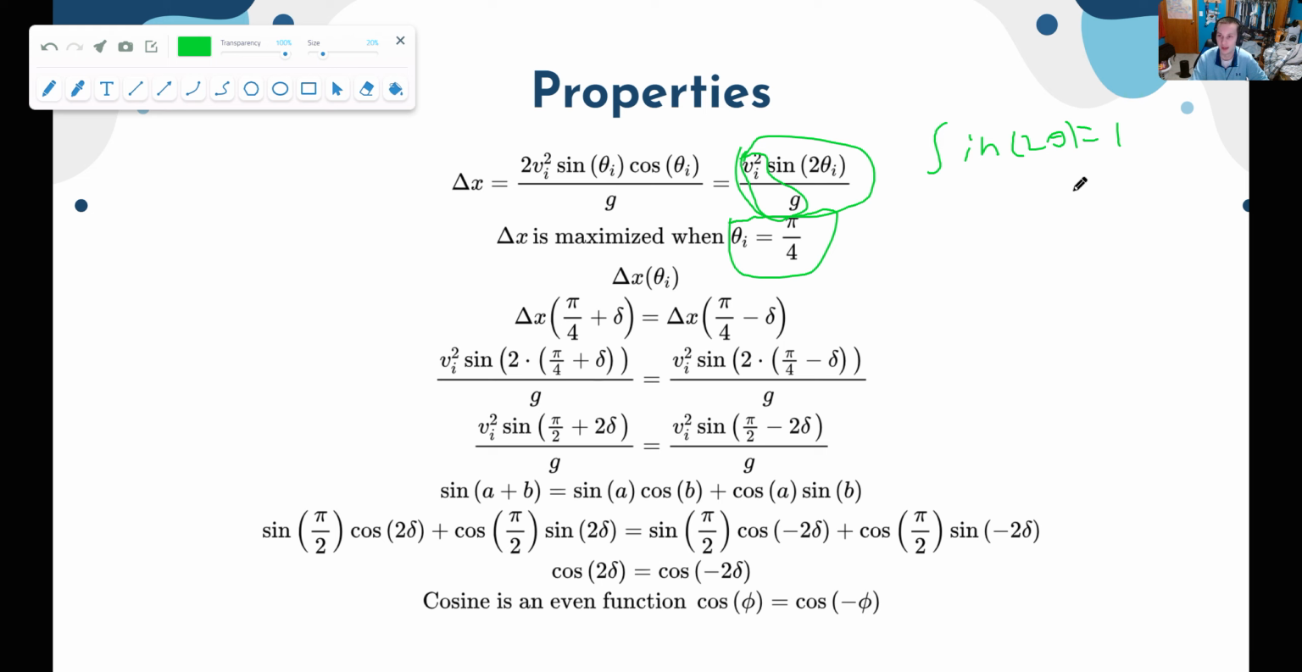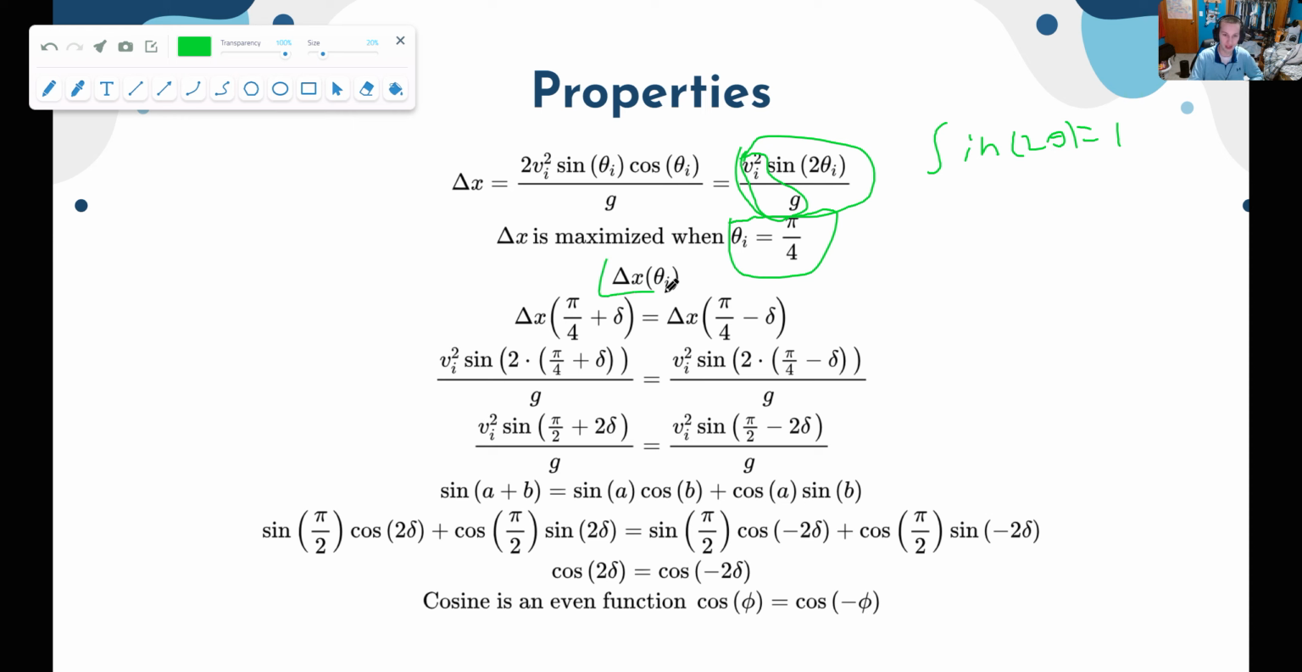When is this true? It turns out that's when theta is equal to pi over 4. 2 times pi over 4 is pi over 2. Sine of pi over 2 is 1, okay? So that checks out there. But is there maybe another way to show that there's a maximum at pi over 4 and then maybe discover another interesting property? And it turns out that there is.